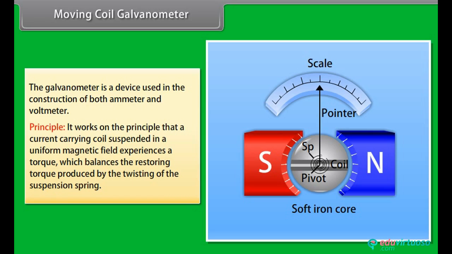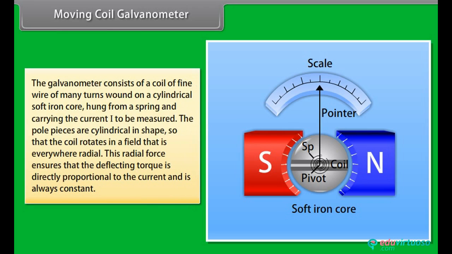It works on the principle that a current-carrying coil suspended in a uniform magnetic field experiences a torque which balances the restoring torque produced by the twisting of the suspension spring. The galvanometer consists of a coil of fine wire of many turns wound on a cylindrical soft iron core hung from a spring and carrying the current I to be measured. The pole pieces are cylindrical in shape so that the coil rotates in a field that is everywhere radial. This radial force ensures that the deflecting torque is directly proportional to the current and is always constant.